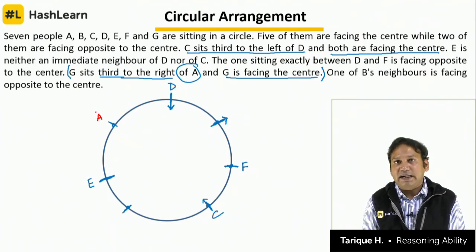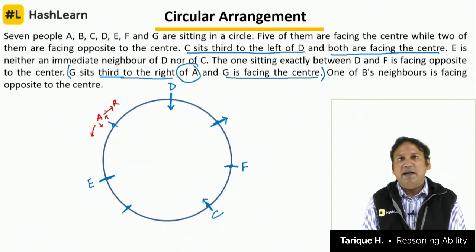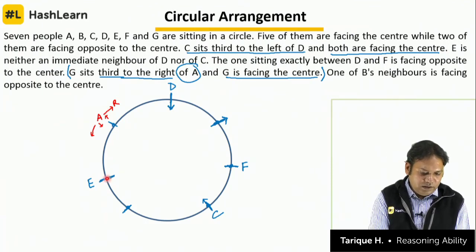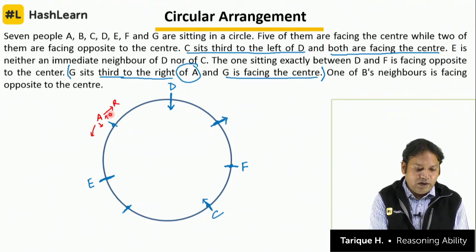So how do we know which side is right? Right could be on either side. This side could also be right, this side could also be right. We don't know which side A is facing, based on whether A is facing towards or away. Right can be either in the clockwise or anti-clockwise direction, we will check both ways. So if you see third to the right of A, this is first to the right, this is second to the right, this is third to the right if we go in the anti-clockwise direction, but what we know is that this place is already occupied by C. So going on the right hand side in the anti-clockwise direction is not possible. So let us go in the clockwise direction and see.